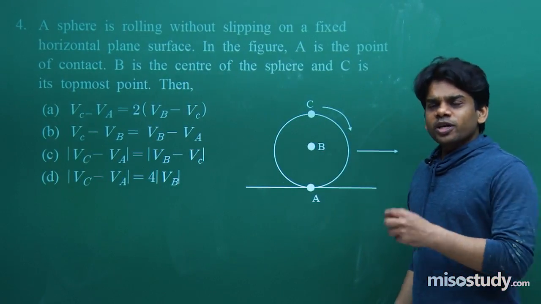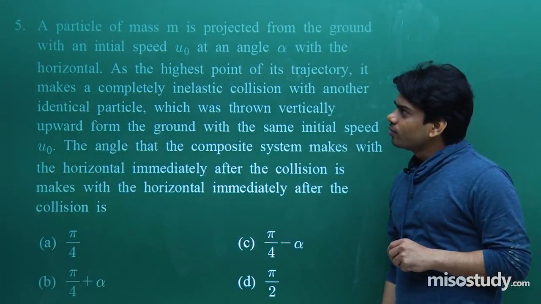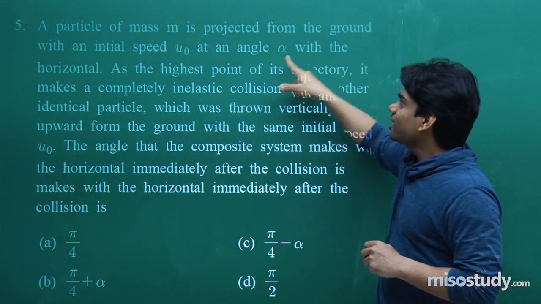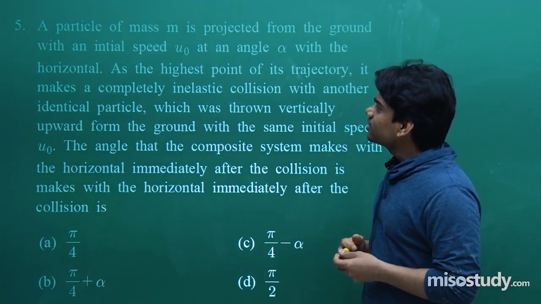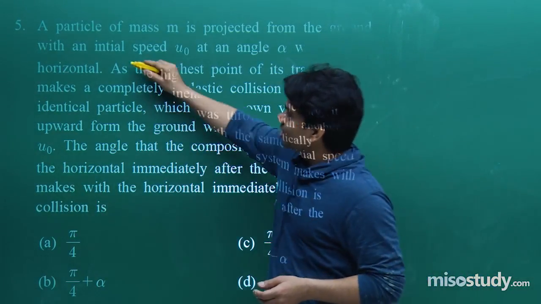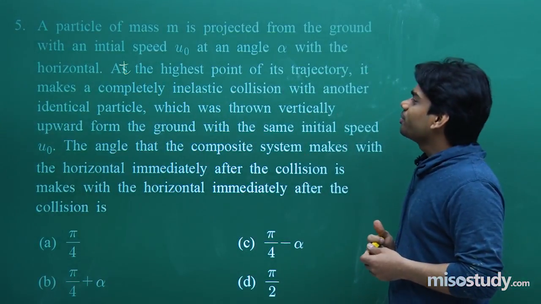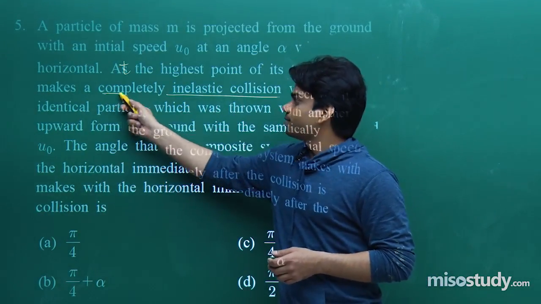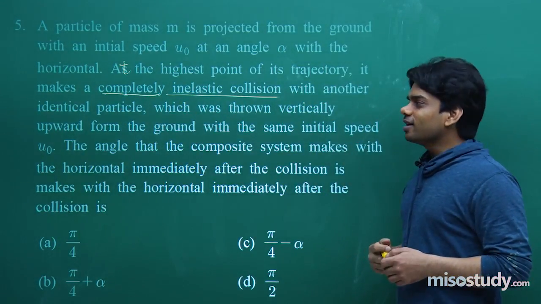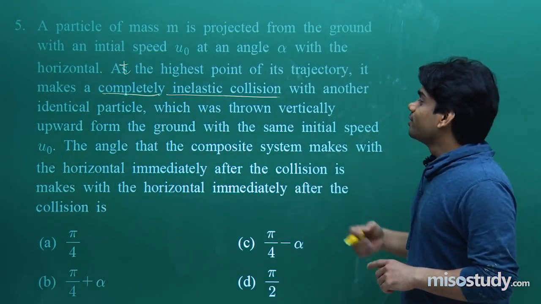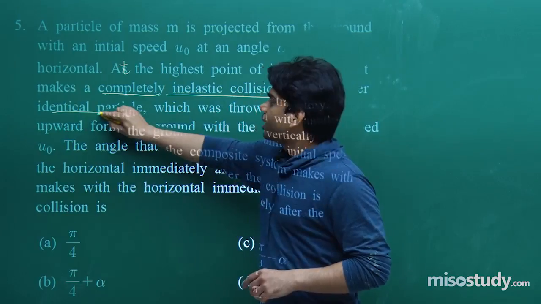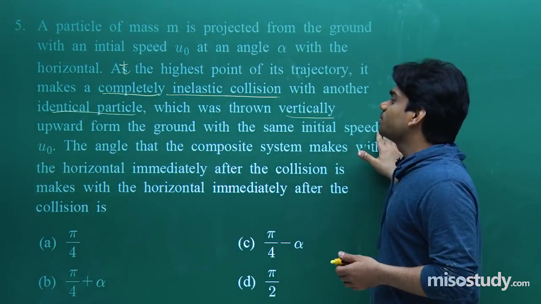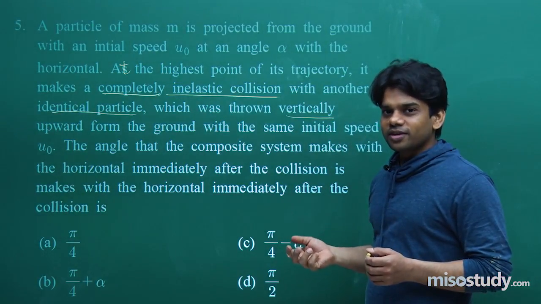Let's proceed with the next question, question number 5. A particle of mass m is projected from the ground with an initial speed u0 at an angle alpha with the horizontal. At the highest point of its trajectory, it makes a completely inelastic collision with another identical particle. Identical particle means the mass is the same, which was thrown vertically upward from the ground with the same initial speed u0. So both particles have the same initial speed u0.